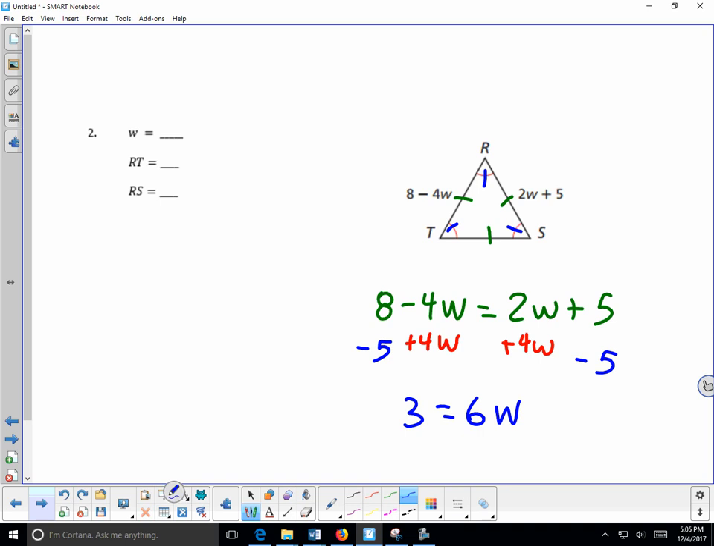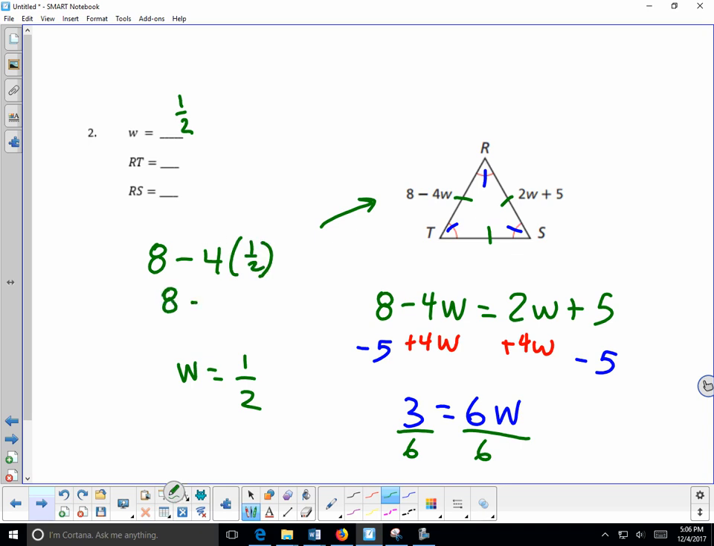So we get 3 equals 6w. And so we divide both sides by 6, and we get w equaling 1/2. It's okay to have fractions as your variables. And so if w is equal to 1/2, can we find the length of each of these sides, RT and RS? So if I plug in 1/2 for w, I get 8 minus 4 times 1/2. That's going to be 8 minus 2, which is going to be 6. I hope we get the same thing when we plug in 1/2 here. So we're going to get 2 times 1/2 plus 5, and we get 1 plus 5, which is 6 also.